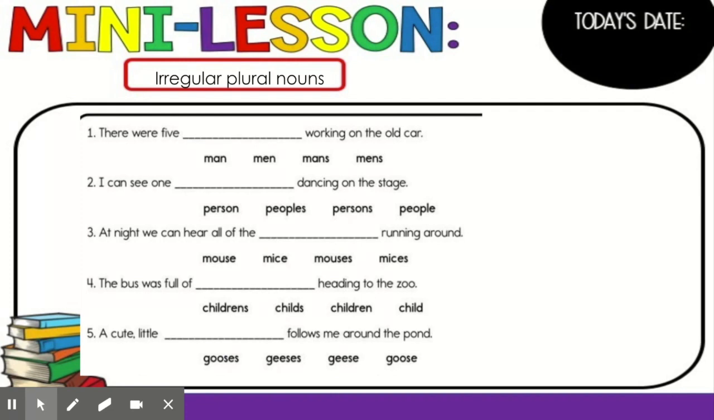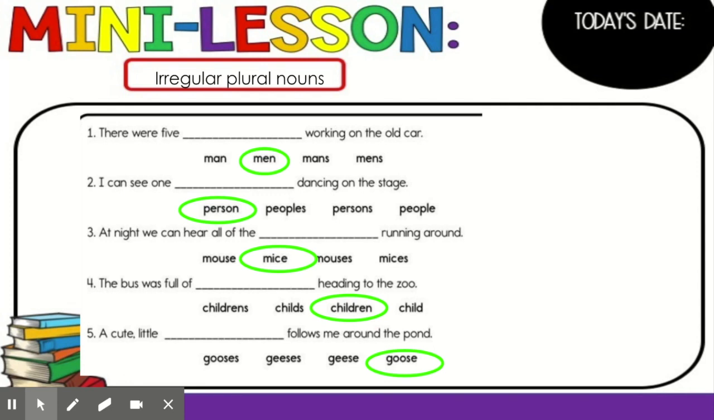All right, so let's go ahead and review our answers. I will read each sentence with the correct irregular plural noun. Please make sure that you correct any sentences that you may have gotten incorrect. All right, so number 1. There were 5 men working on the old car. So the correct irregular plural noun there would be men.